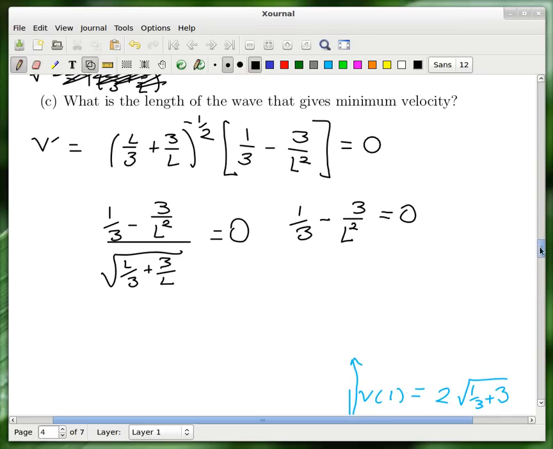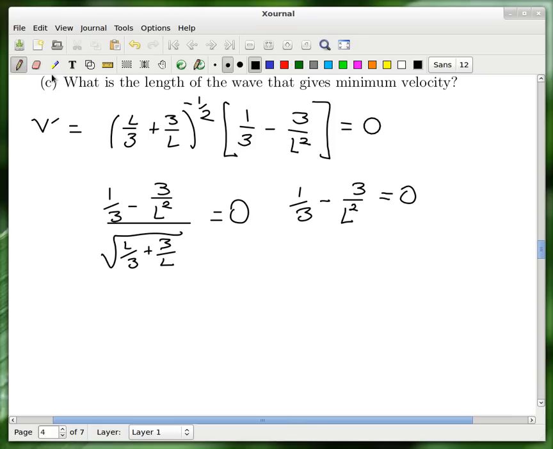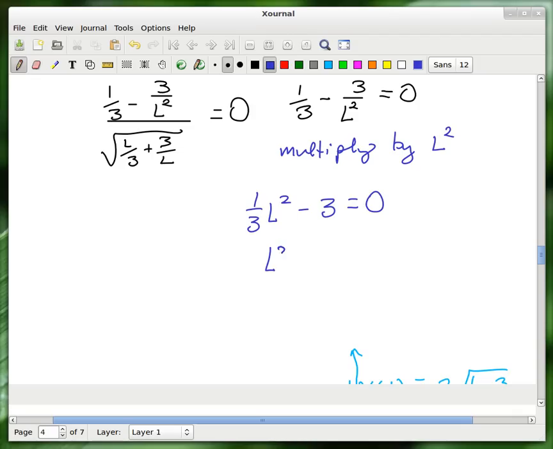Okay. So how am I going to solve that? I'm going to multiply both sides by L squared. Okay, so multiply by L squared. And then L squared times 0 is 0, and over here I get 1/3 L squared. They cancel here, which is the whole point. And now I have this equation. Solve for L squared, and you get L squared equals, so move the 3 over, becomes positive. Multiply by 3 to kill this thing, and you get 9.